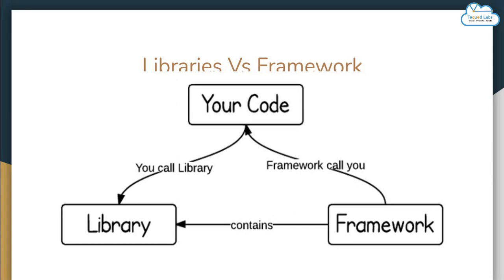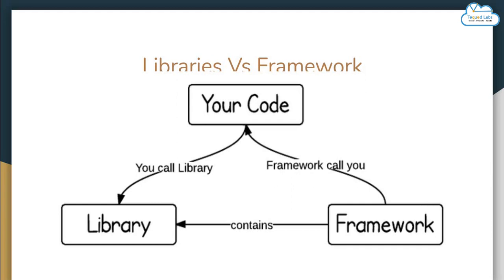Now when you are using a library, you are in full control of that particular method. For example, if you want to call a method called hide or show, you can write it whenever you want. So you have that full control over the library. But here in a framework, your code never calls the framework. Instead, the framework will itself call your code, right? So that is one major difference.